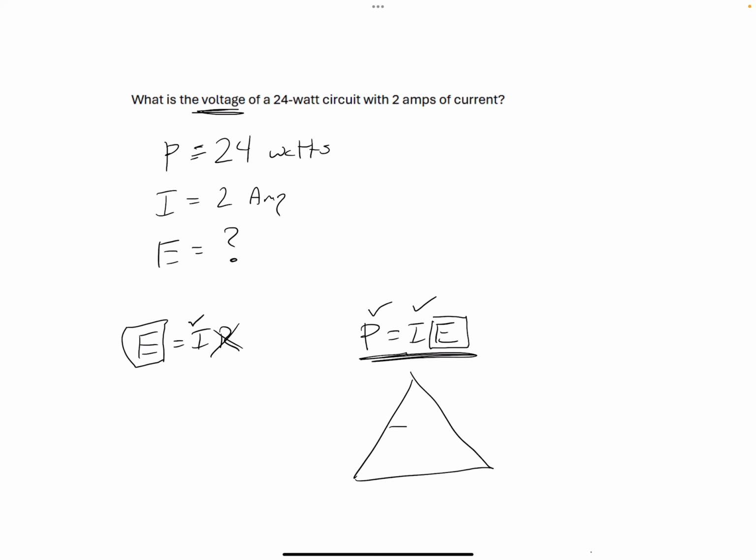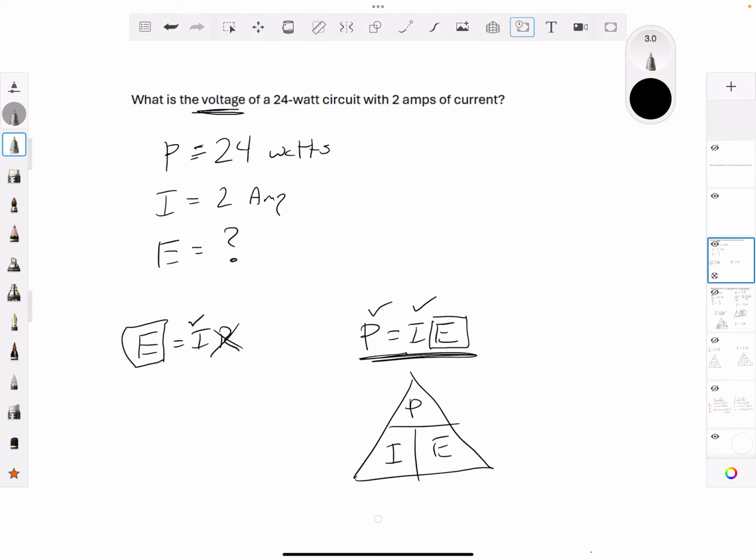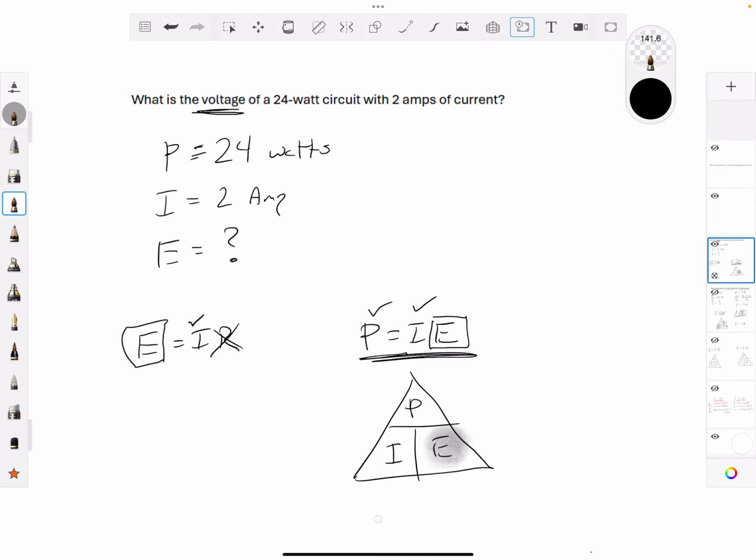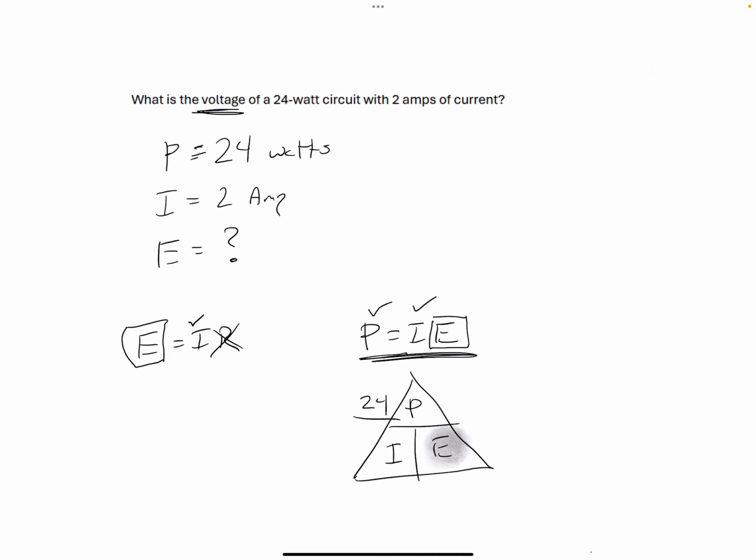So if I was going to use the triangle method, it would be PIE. What is it that I want to solve for? The voltage. So I'm going to divide power by current. So that would be 24 divided by 2. And that would be 12 volts.